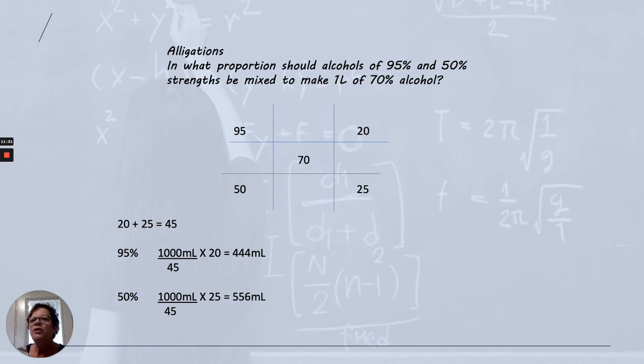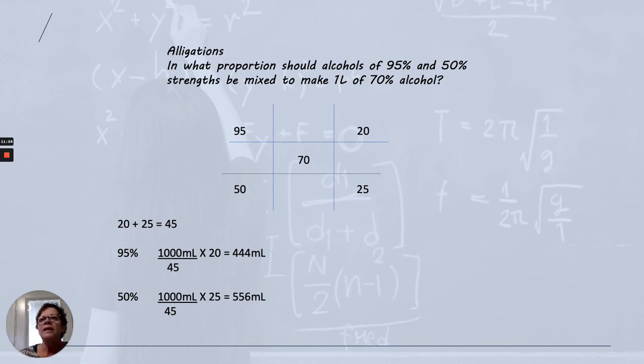The last one I'm going to share with you is alligations. This is used in pharmacy. You won't see it many places outside of pharmacy. First thing you're going to do is draw yourself a tic-tac-toe board. On the left upper corner, you're going to put the highest percentage. In the left bottom corner, you're going to put the lowest percentage.